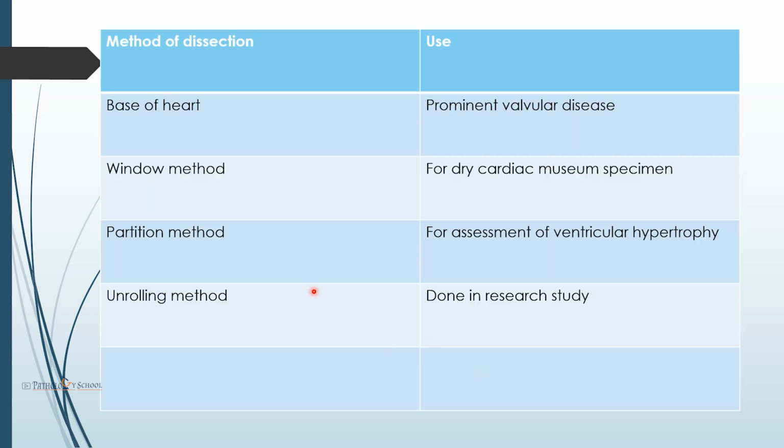Methods of dissection and their use. The base of heart method is useful in prominent valvular disease. The window method is for dry cardiac museum specimens. The partition method is for assessment of ventricular hypertrophy. The unrolling method is done in research studies.